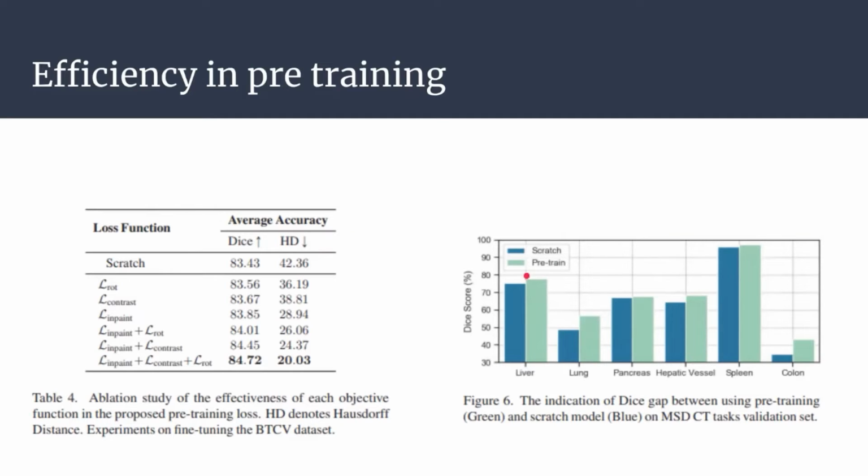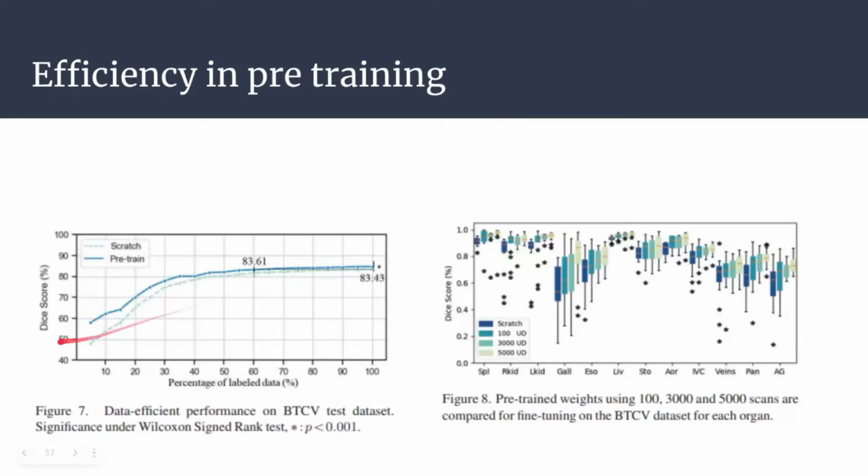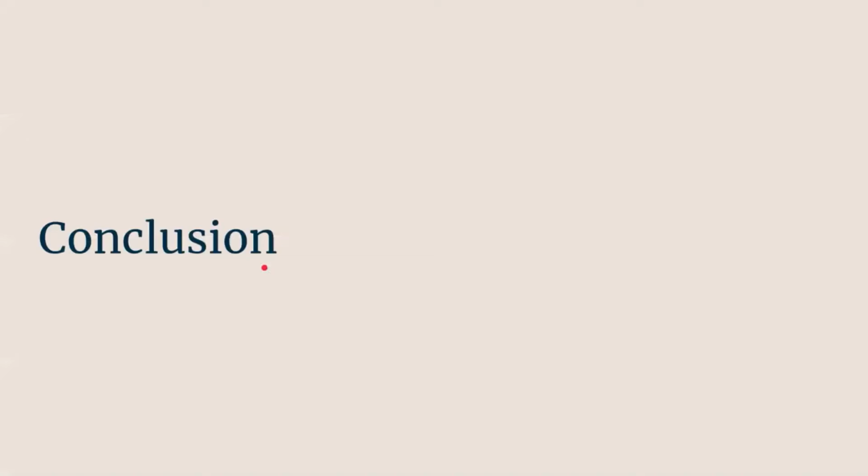So when they use pre-training, we see that the dice score also improves. So they have these pre-training things. The paper did some analysis on that. The paper nicely discusses it. Data efficient performance on BTCV test data set when they have pre-training. So it increases the performance. Dice score, it increases. So the conclusion.